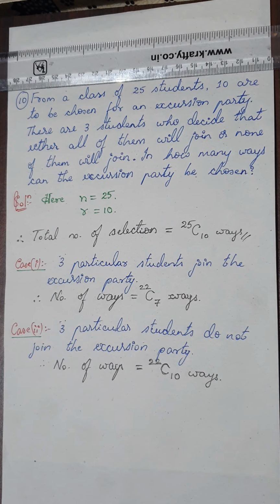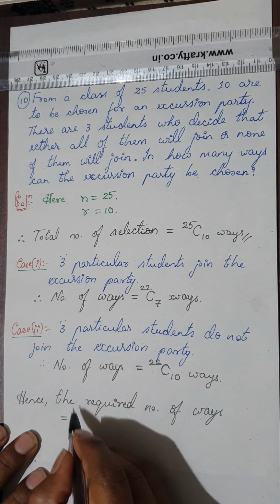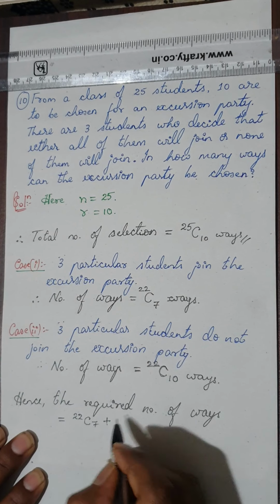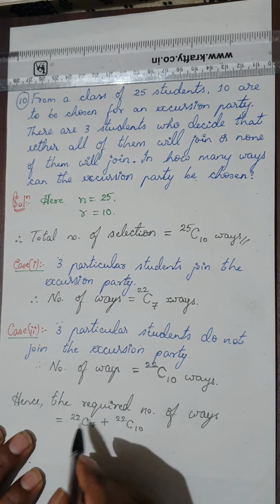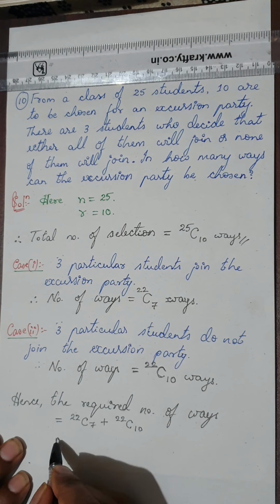So that means, therefore, the required number of ways is nothing but 22C7 plus 22C10. Why plus? This is complete and this is complete, but they are different patterns.